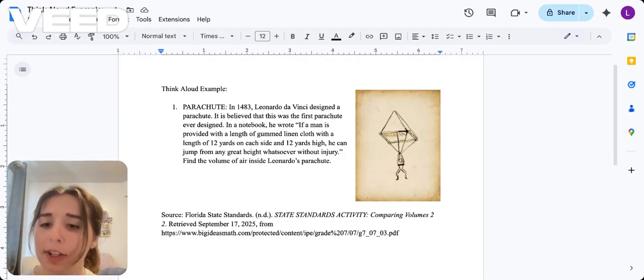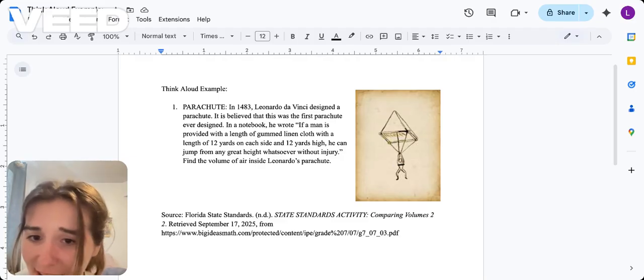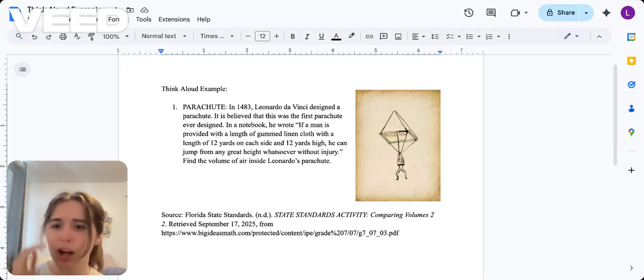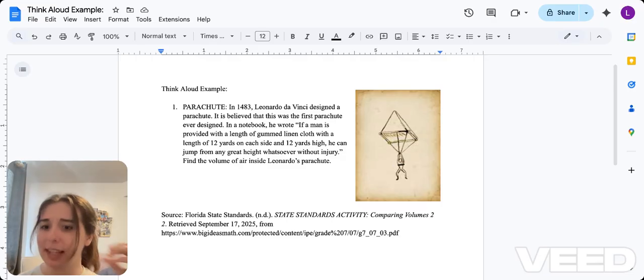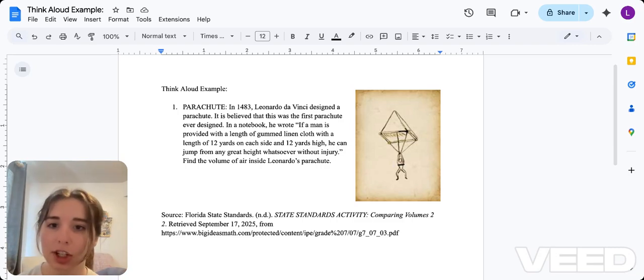So it looks like we are given some information about the measurements of this pyramid. When it says lengths of 12 yards on each side, to me that screams base, because it's talking about a length on each side. And then it goes on to say 12 yards high. When I see the word high, I'm thinking height. So it's important that when we look at these problems, we characterize each piece of information that we're given and try to fit it into this pyramid example, or whatever figure we're looking at. So I'm trying to apply that to what I see in this picture.